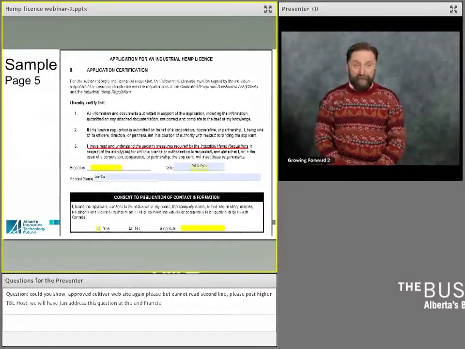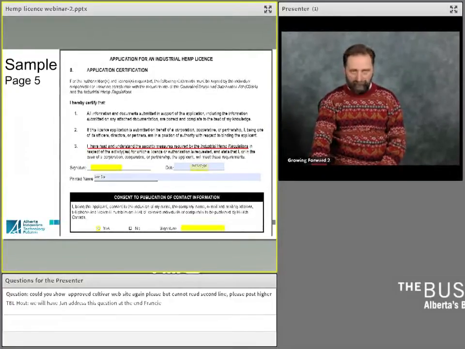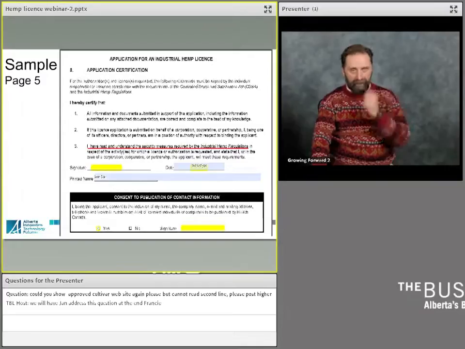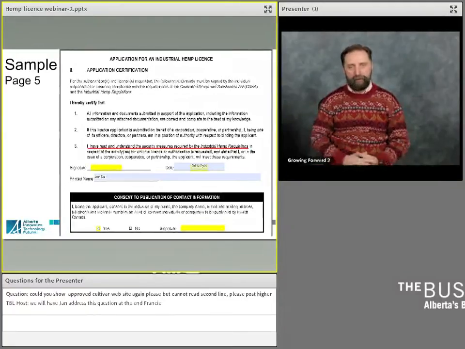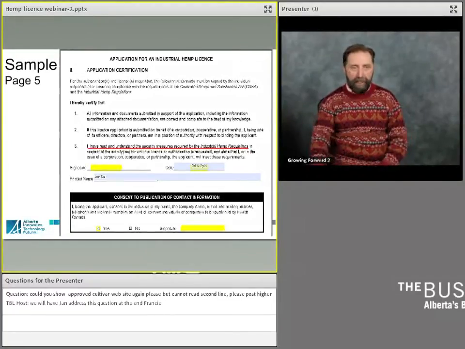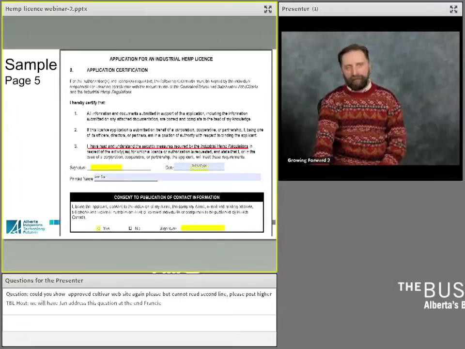Very important page, where you put your signatures. As I indicated previously, this page is also meant for you to indicate that you ensure compliance with the industrial hemp regulations, which are part of the Controlled Drugs and Substances Act. By putting your signature on this solid line, you're certifying that all the information you're providing is accurate, correct, and complete.